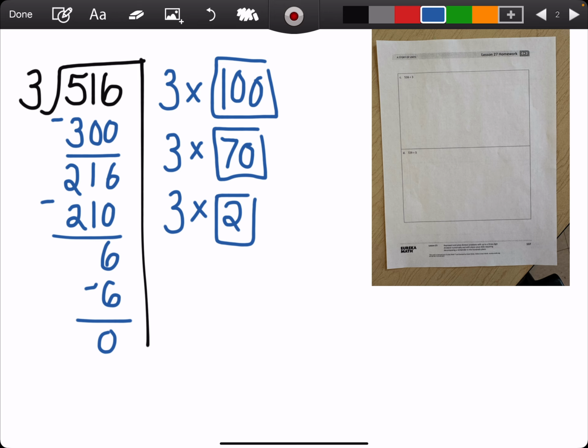I think there's actually less work than if you did the standard algorithm. Right? 100 plus 70 is 170. Plus 2 is 172. There you go. Now we have one more.